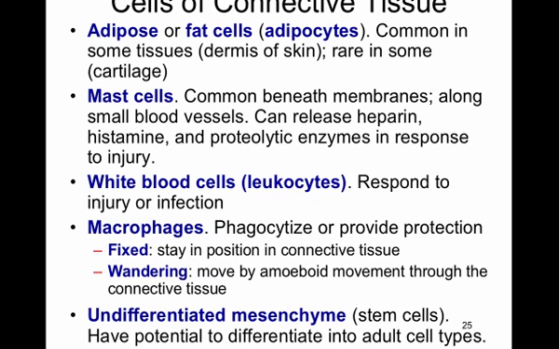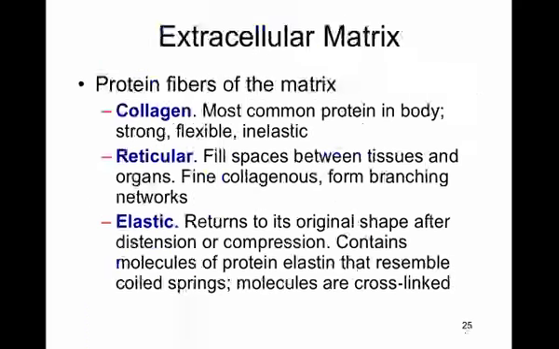And then undifferentiated mesenchyme are stem cells which have the potential to differentiate into many adult cell types. The extracellular matrix is made of a lot of protein fibers, and there are three different types of protein fibers. Collagen is the most common, and it's very strong, flexible, and inelastic. Well, it resists movement, but it's able to move. Like, it's not brittle, so it's not going to break.